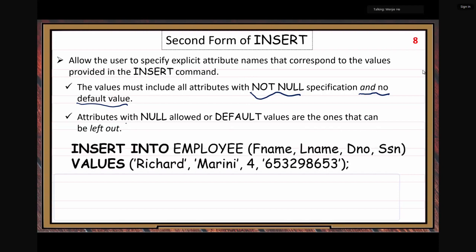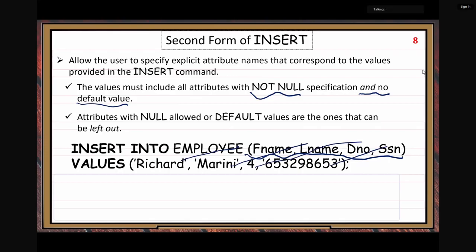Look at the example. Insert into employee, then you specify these four field names, in any order you like. You can change the order in any way you like. Then the values, but you need to make sure of the one-to-one correspondence and not mess up the mapping. The first maps to the first, the second to the second, the third, and so on.